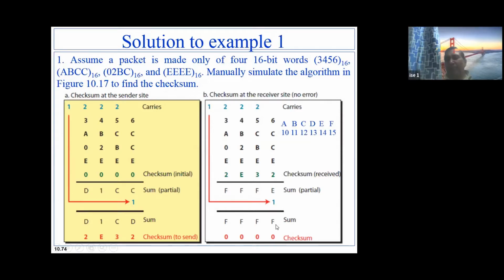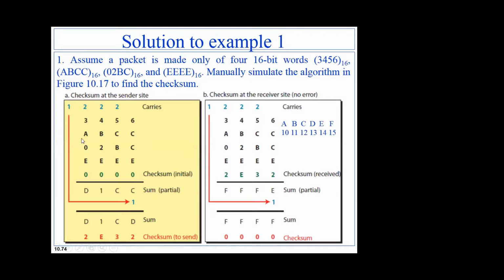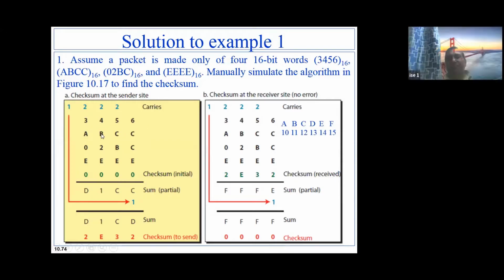It all becomes F. Now you take the complement of this F. So I'll be getting all zeros, because F is nothing but 1, 1, 1, 1. When you convert that into one's complement, I get all zeros. And hence I'll accept all these 4 numbers. This will be accepted, this will be accepted, this will be accepted, and this will be accepted.